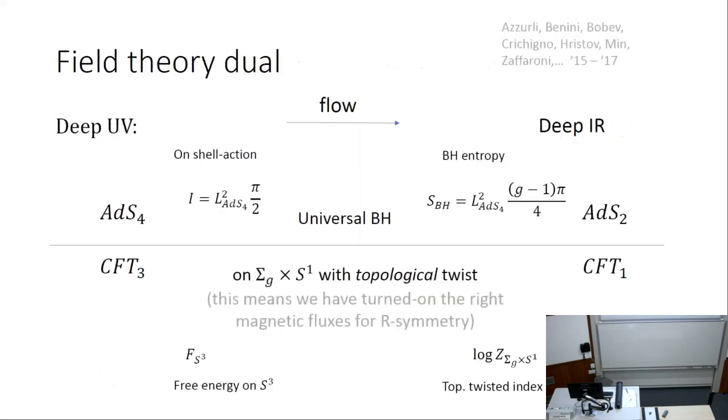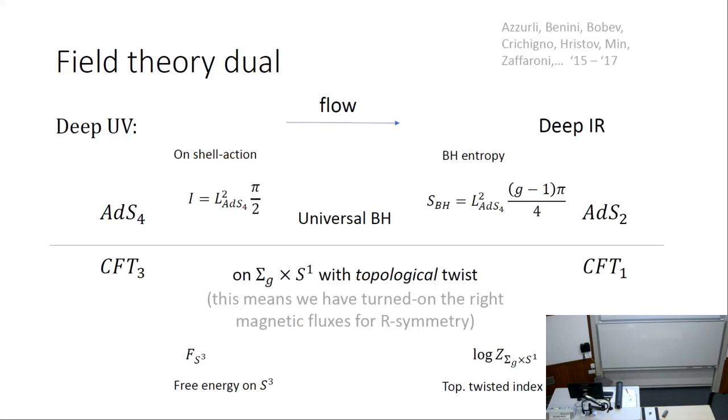So for example, you can compare the on-shell action and the black hole entropy, which are related to the free energy and the topologically twisted index that you can access using some localization techniques. So really, you can do computation on both sides of the correspondence. Okay, so what are these CFTs here? CFT3, CFT1s. Well, it depends on how you are going to embed this 4-dimensional N=2 model inside of string theory.